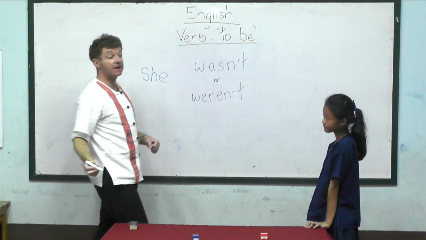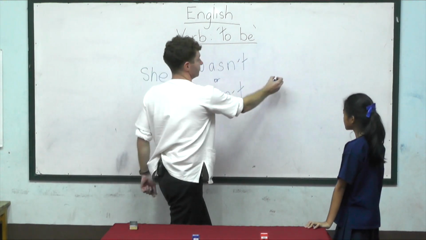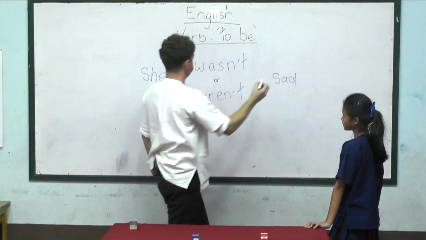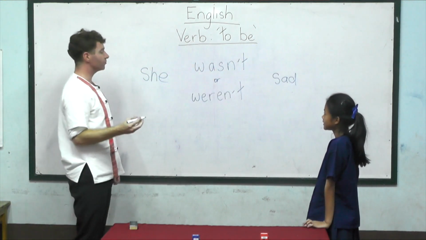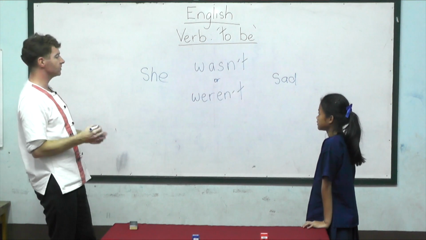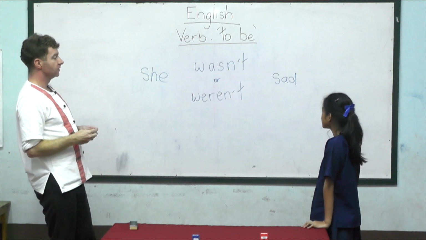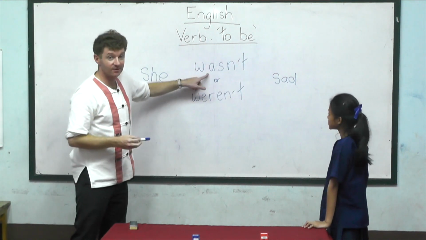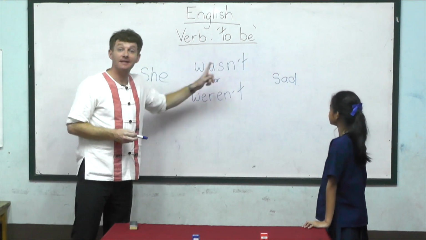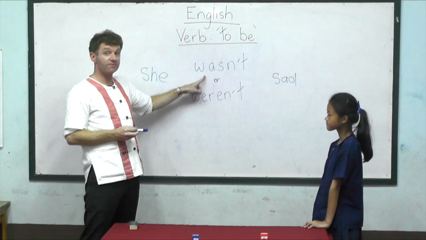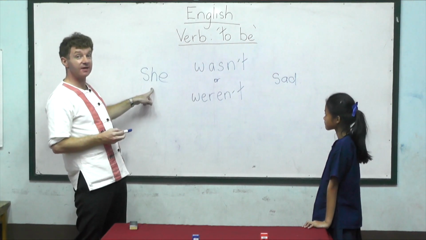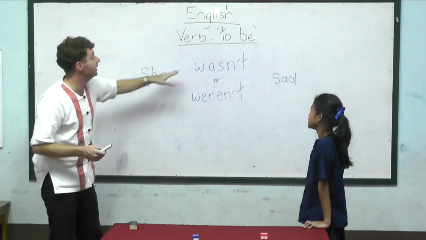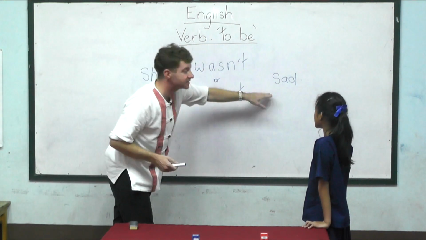S-H-E. And then our adjective at the end, sad. S-A-D. So, Down, what do you think? Wasn't or weren't? She wasn't sad. Perfect. She wasn't sad. That's the correct form of verb to be to use with she in the past tense. One more time. She wasn't sad.